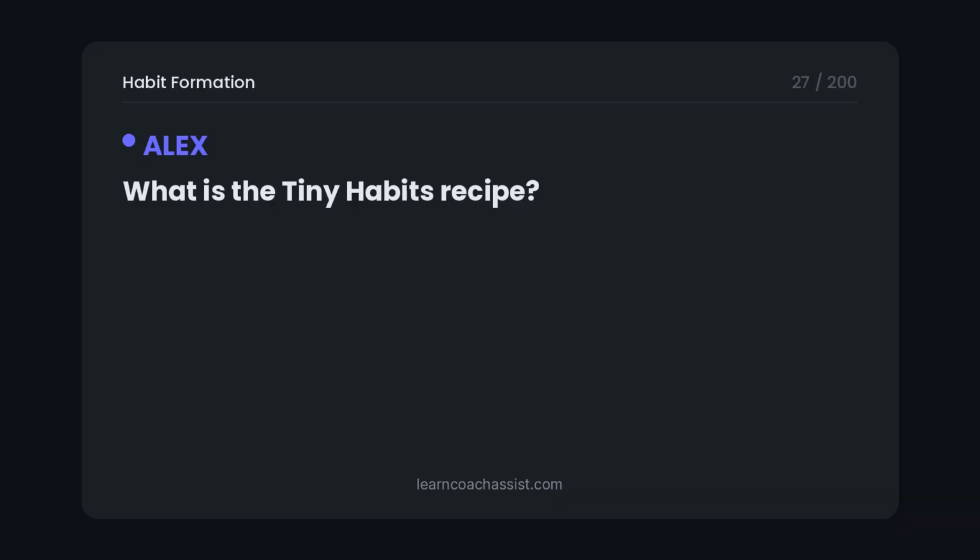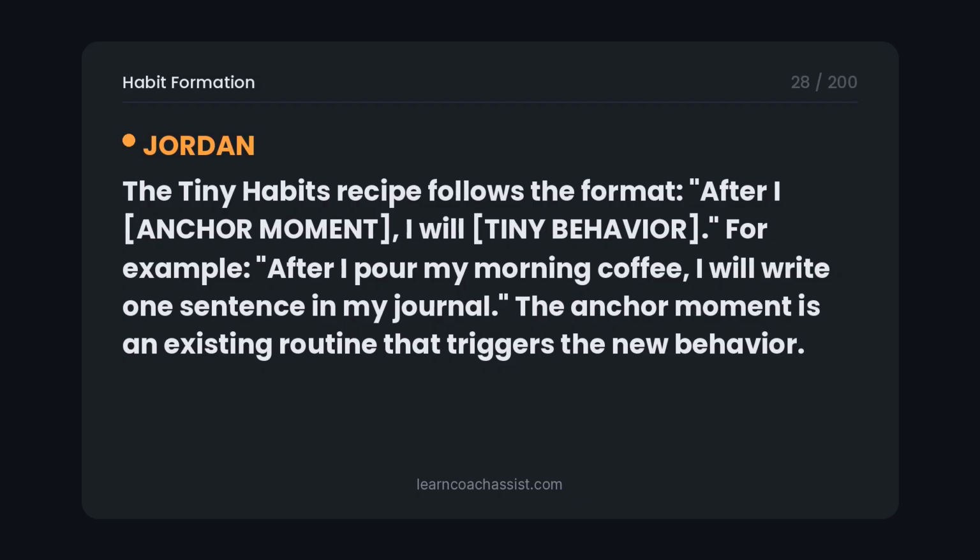What is the Tiny Habits recipe? The Tiny Habits recipe follows the format: after I, anchor moment; I will, tiny behavior. For example, after I pour my morning coffee, I will write 1 sentence in my journal. The anchor moment is an existing routine that triggers the new behavior.